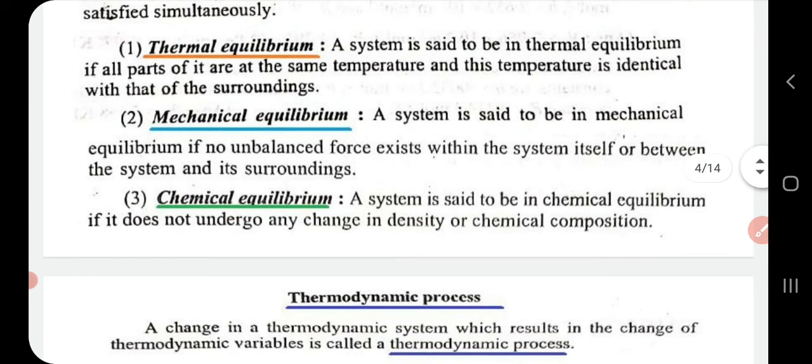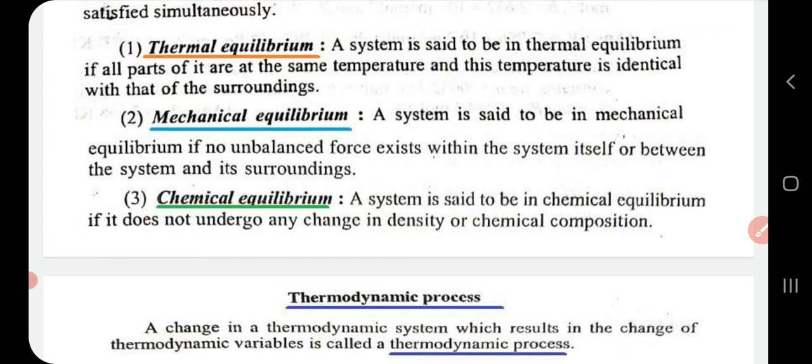One is thermal equilibrium, that is, a system is said to be in thermal equilibrium if all parts of the system are at the same temperature and this temperature is identical or equal to the temperature of the surroundings. That is, all parts of the system are at the same temperature and that temperature is equal to the temperature of the surroundings.